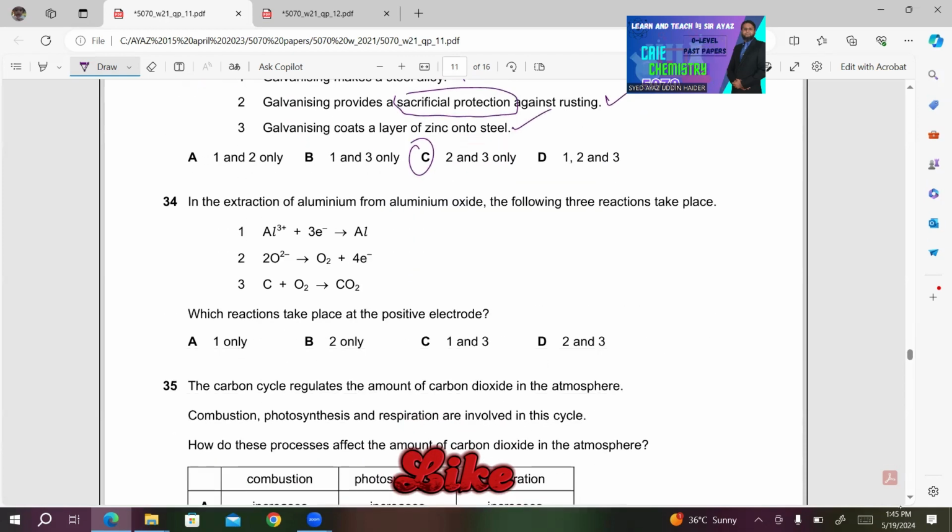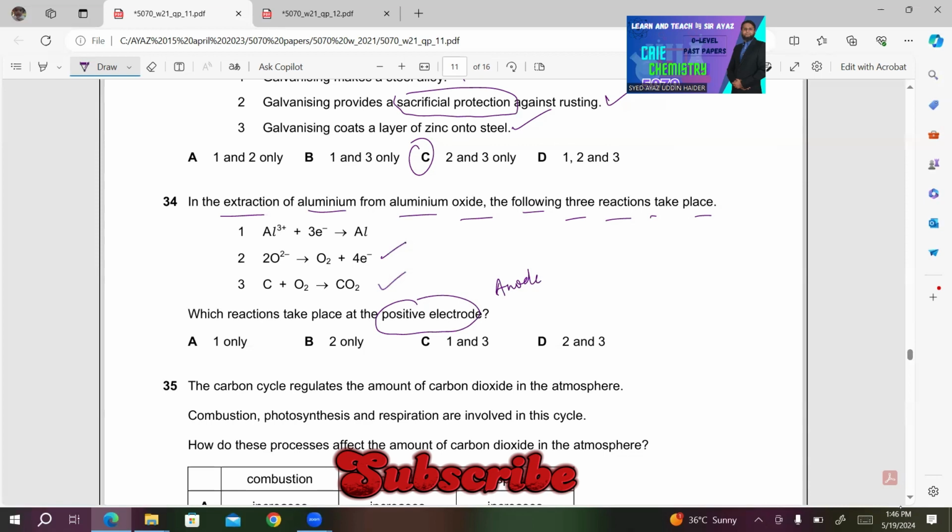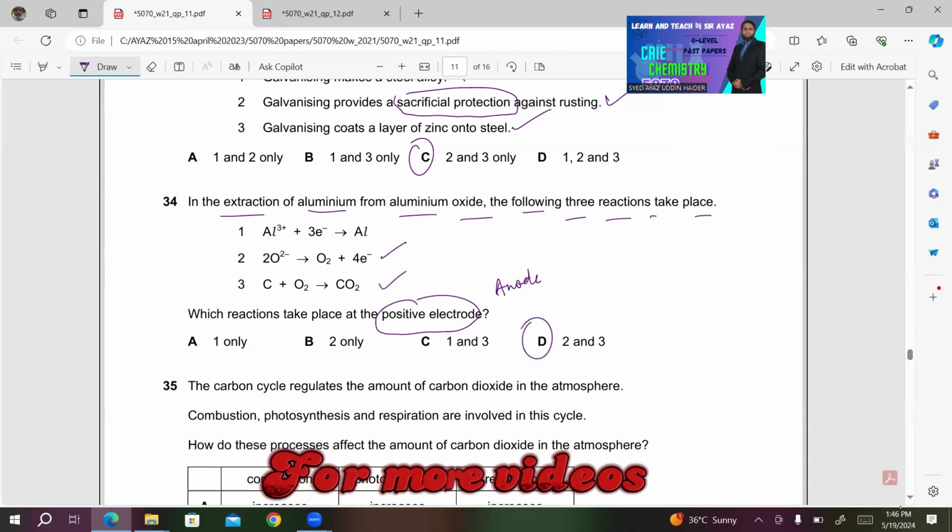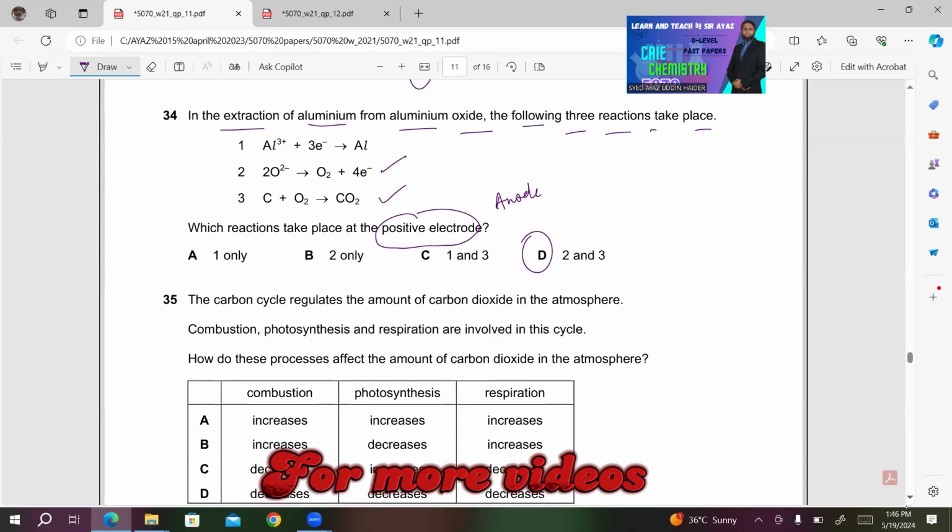34, in the extraction of aluminium from aluminium oxide, the following three reactions take place. Number one, Al3+ plus 3 electrons gives Al. 2, 2O2- gives O2 plus 4 electrons. 3, C plus O2 gives CO2. Which reactions take place at the positive electrode? Positive electrode means they are talking about the anode. So at the anode, we have these two reactions, 2 and 3. So D must be the right answer for number 34.